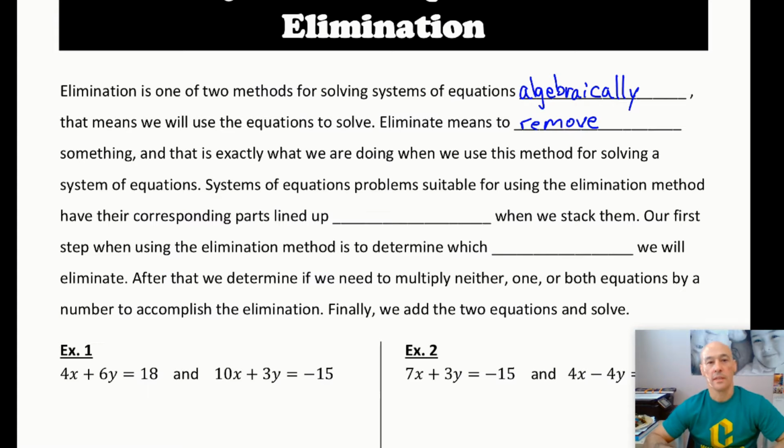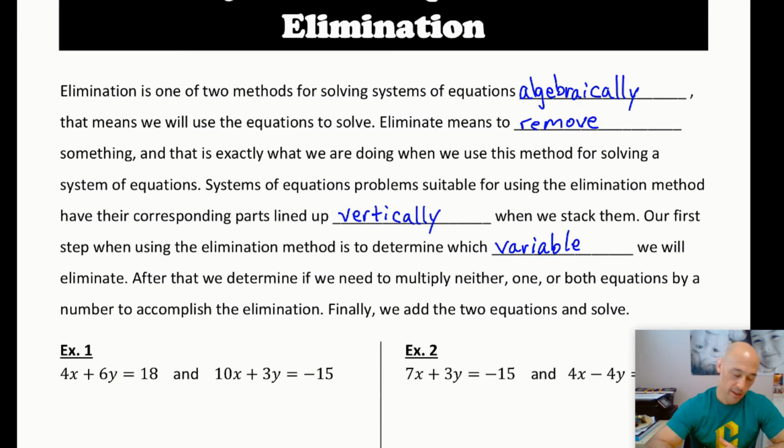Systems of equations problems suitable for using the elimination method have their corresponding parts lined up vertically when we stack them. We'll stack them right on top of each other. Our first step is to determine which variable we will eliminate. After that, we will determine if we need to multiply neither, one, or both equations by a number to accomplish the elimination. Finally, we add the two equations and solve. Let's look at an example.